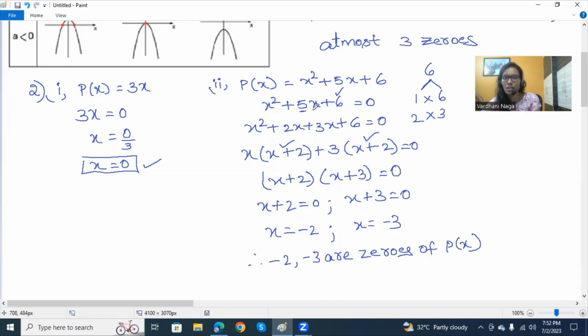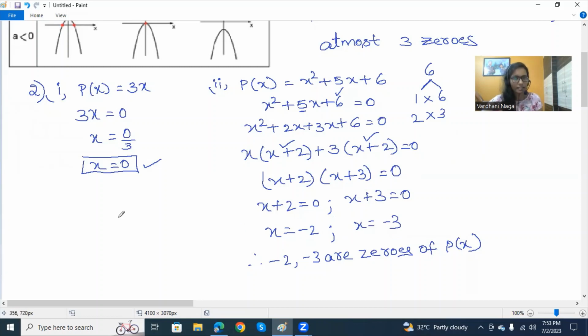In such a way, you need to split the middle term. Split the middle term with those factors and take the common. When you take out the common, again you should get these two factors the same. Again, one factor should be the same. Then by equating to 0, you can find out the zeros of the polynomial.